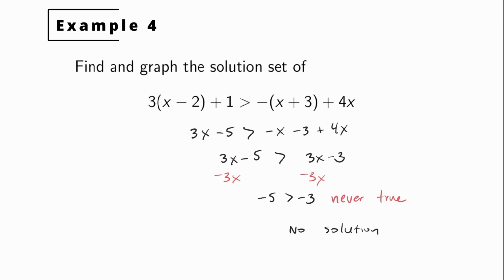So the way we write no solution when we're talking about a set is that there is no x that solves this inequality. So that is what we call the empty set. So usually you just draw a circle with a line through it to symbolize the empty set, which is the set that has no elements in it.